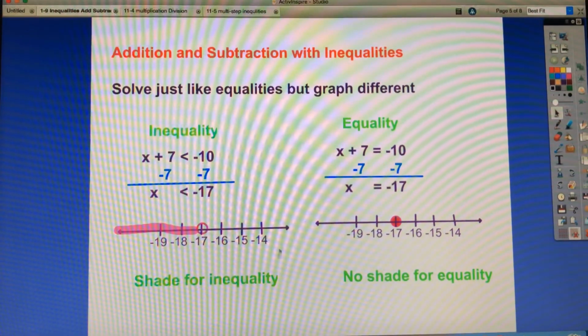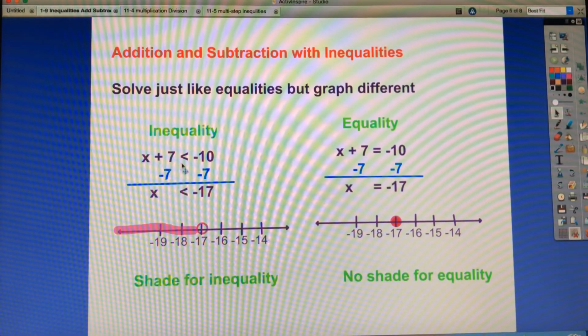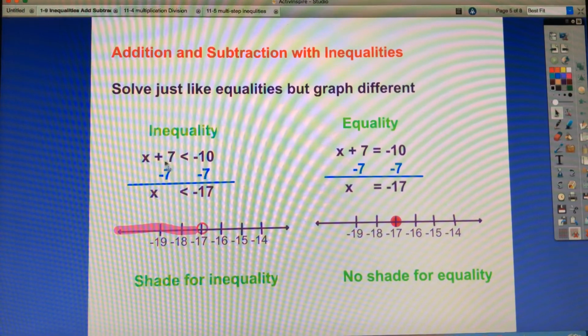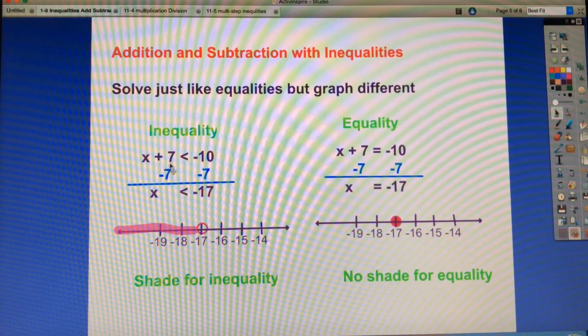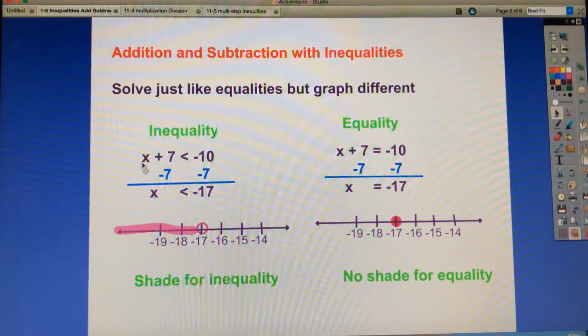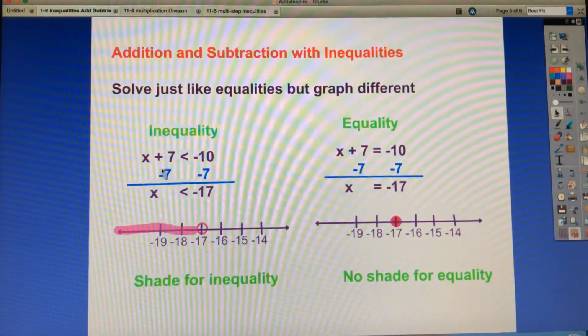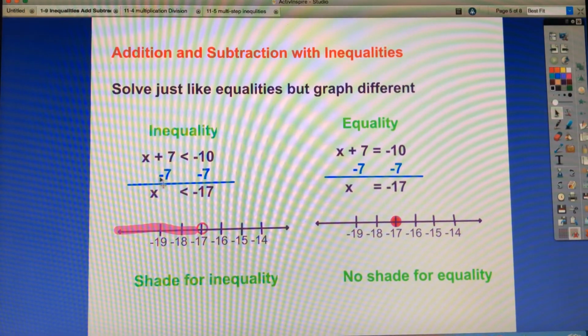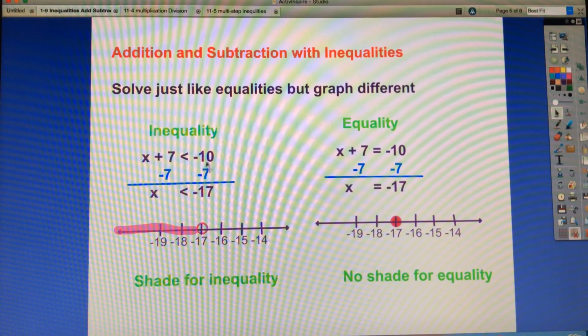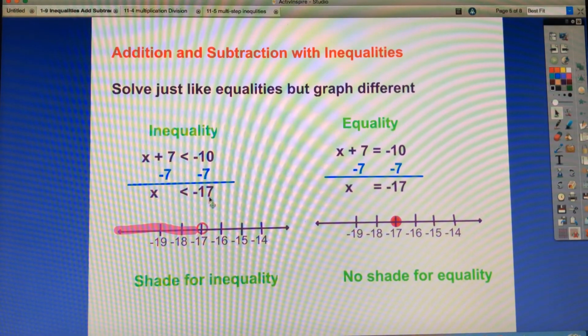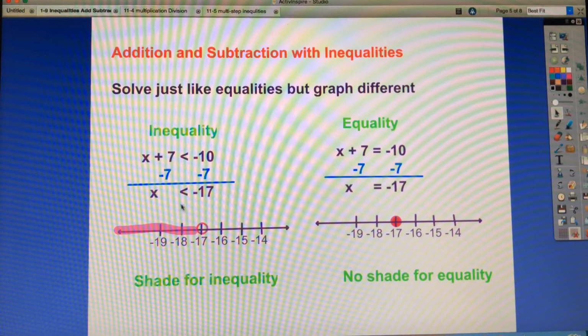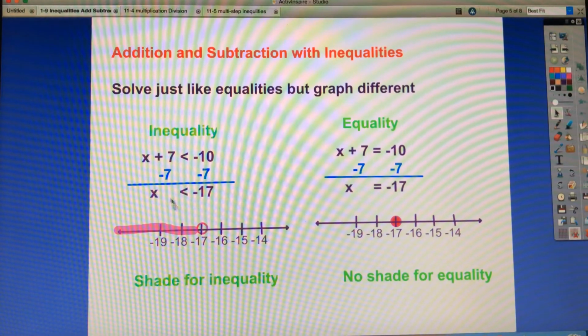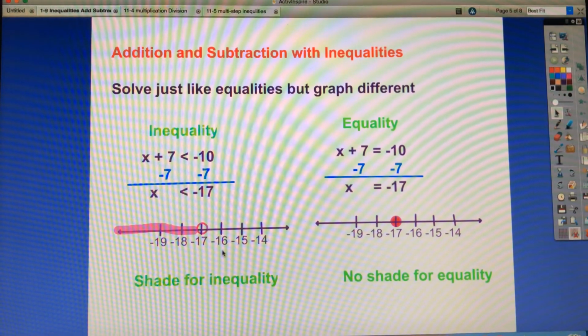For an inequality, I had x plus 7 is less than negative 10. Same operation. I need to remove the plus 7 because I need x to be alone. I need to isolate the variable. The inverse operation of plus 7, subtract 7 from both sides. X is less than negative 17. A negative 10 and a negative 7 combined to make negative 17. Open circle at negative 17 because there is no equal bar under the arrow. Less than, shade to the left.